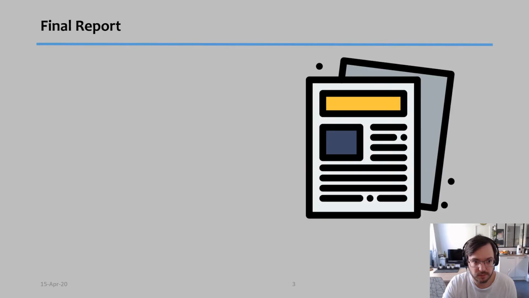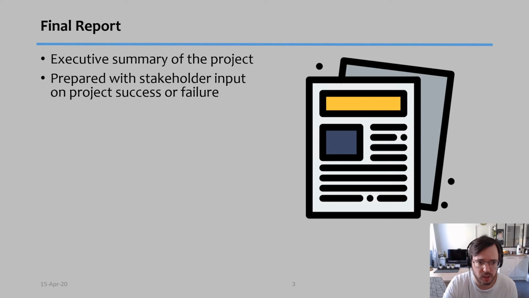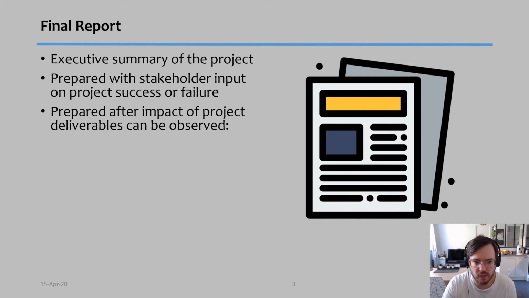So the final report is used for that, and the final report is an executive summary of the whole project, and that means it's a very short document. I typically do mine no more than 2 pages, and in those 2 pages I have to describe all the important things that happened in the project. So this is prepared with stakeholders' input on the project's success or failure, and we explain in this report what were the things that led to that success or to that failure.